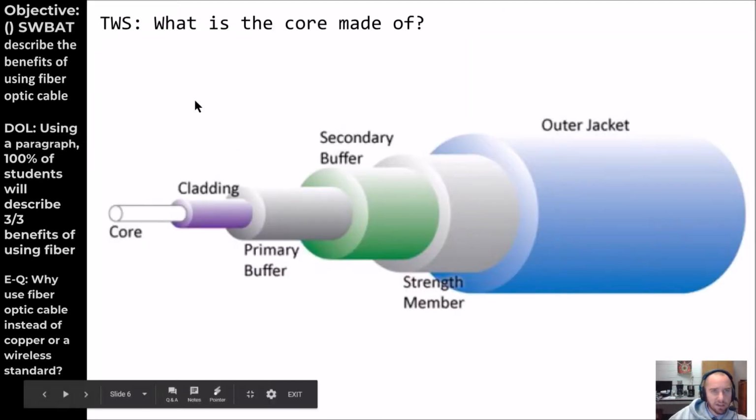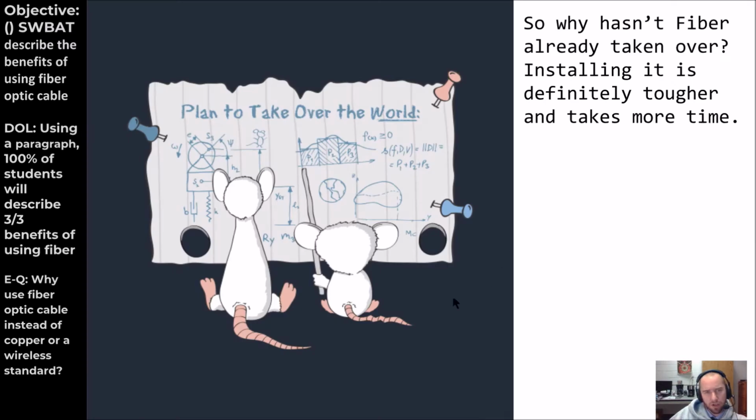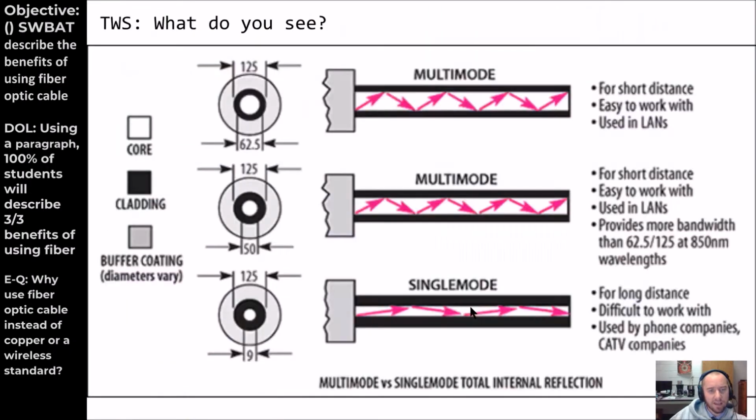Here's that picture again, and so quick think right here, what is the core made of? I mentioned it's glass. But the thing is, the ones and zeros aren't traveling like in this picture, they're traveling more like in this picture. The light is bouncing at different angles through the glass.